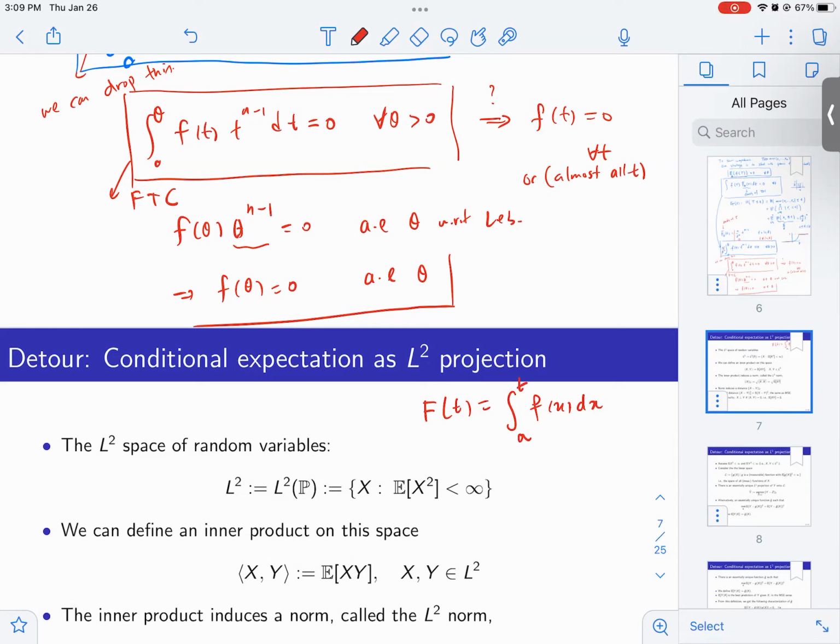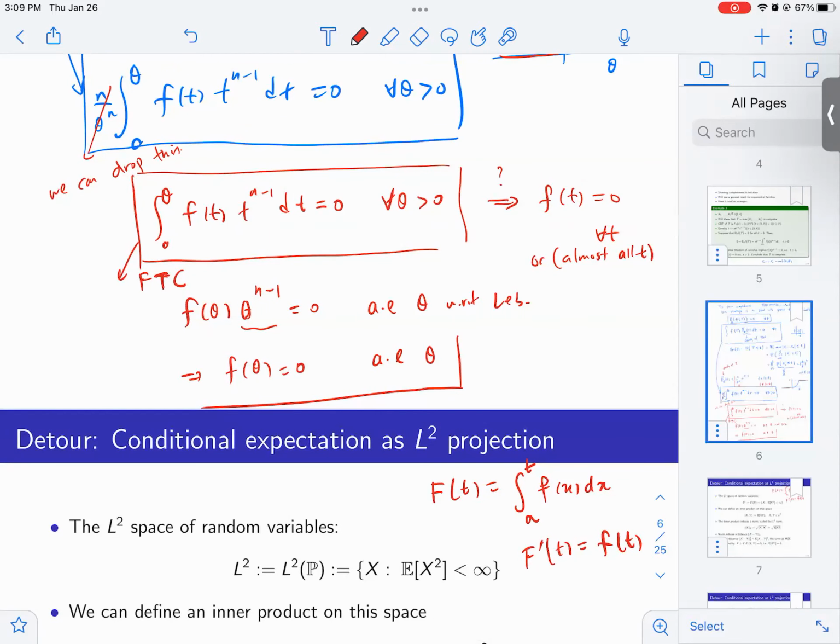If you integrate the function from a certain point up to, let's say, t, then the derivative of this would be just the integrand evaluated at t. Not at all points, but at almost every point. This came up whether that would be all points or not. An upgrade of this is called the Lebesgue differentiation theorem, if you want to see. But yes, that's right.